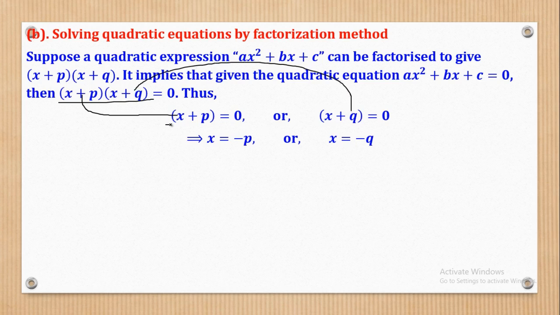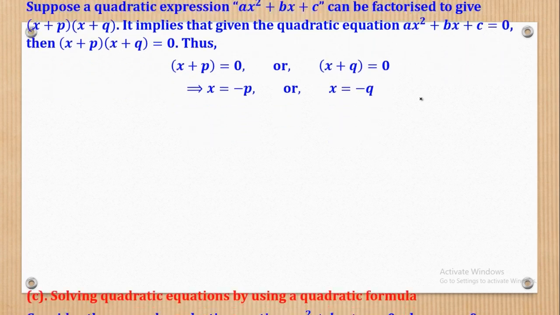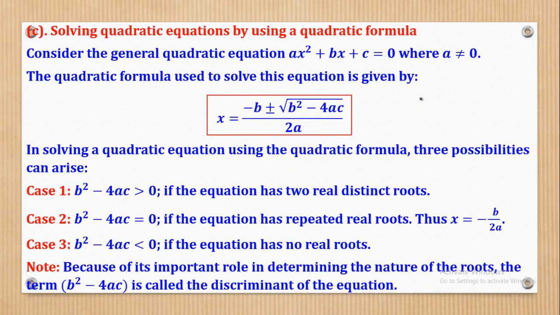When this first term is equal to 0, x will be equal to negative p, and when this is equal to 0, x will be equal to negative 2. So basically that is how they solve quadratic equations by factorization method. So there are two methods of solving quadratic equations. One can be factorization, another one is by using a quadratic formula.